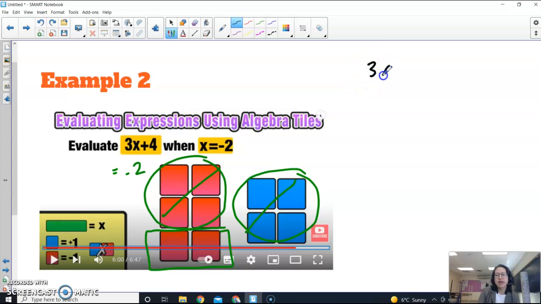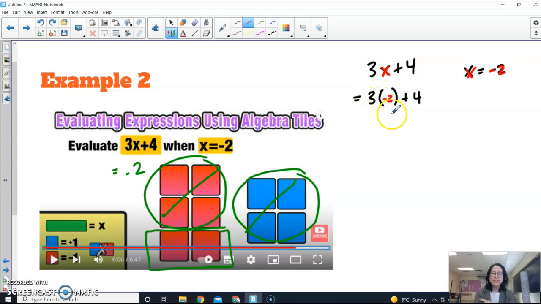So if we have 3x plus 4 and x is equal to -2, we could use those brackets again. Wherever we have the x, we're going to pull out the x and we're going to substitute with the number -2. So if this is going to be x, and this x is -2, we're going to put this -2 in, okay? So 3 times -2, well, that's right here. It's represented by these 6 negative tiles. So we end up with -6, and then plus 4 is right over here. That's in the blue, okay?